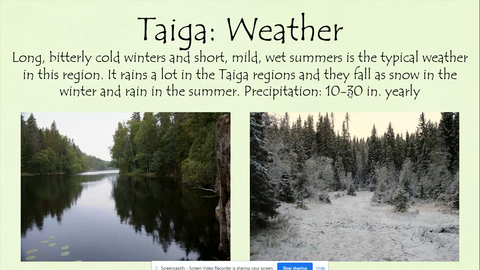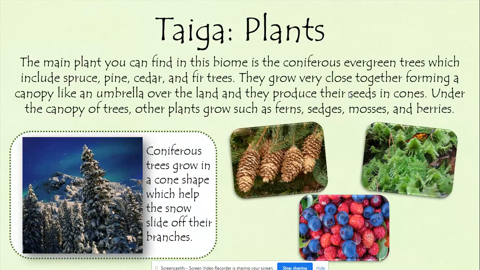The weather here is long, bitterly cold winters and short, mild, wet summers. That is the typical weather in this region. It rains a lot in the taiga, and the precipitation falls as snow in the winter and rain in the summer. The precipitation is 10 to 30 inches yearly.